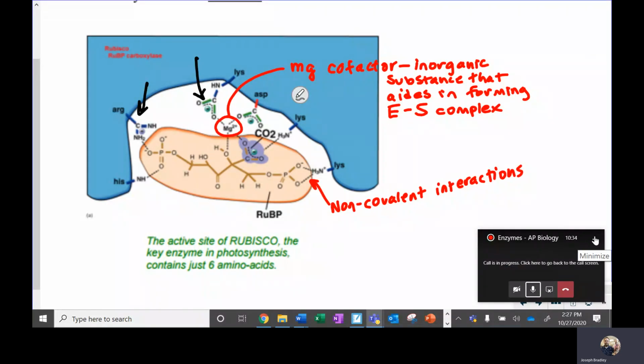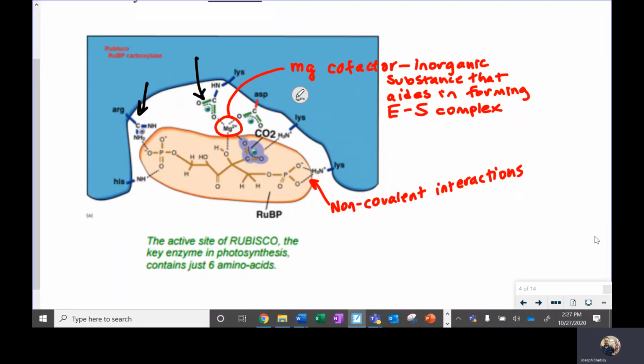Okay, continuing on. So this is an enzyme, and basically what it's doing is forming a bond between carbon dioxide and this molecule called RuBP. It's a key process in photosynthesis, which we'll learn about later in this unit.